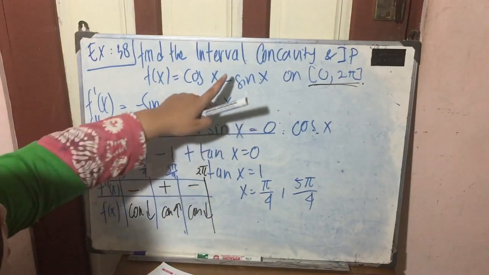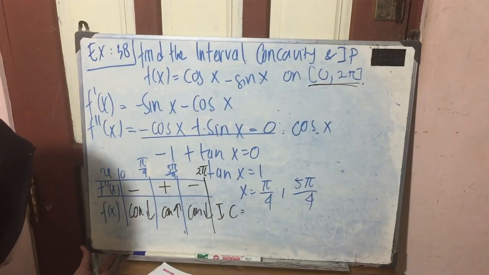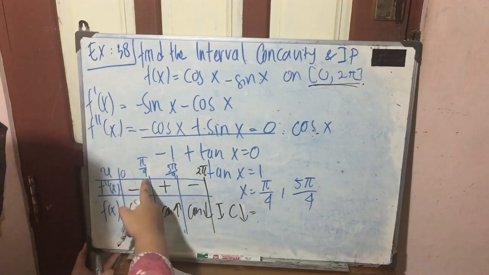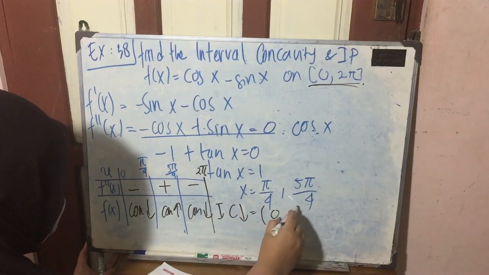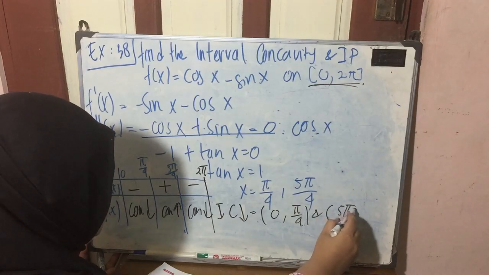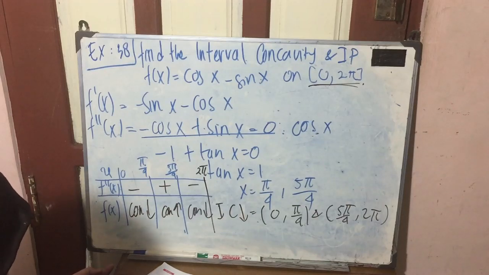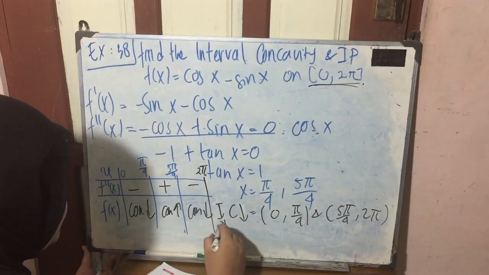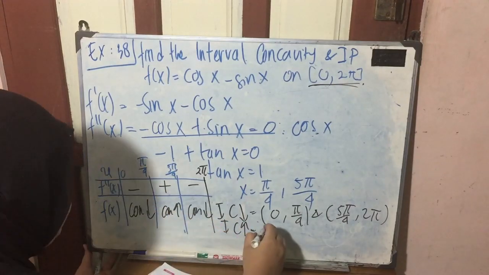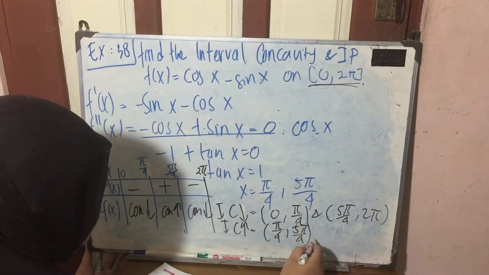So the intervals of concavity: concave down is from 0 to π over 4 and from 5π over 4 to 2π. Okay, everyone? And the interval of concave up is from π over 4 to 5π over 4.